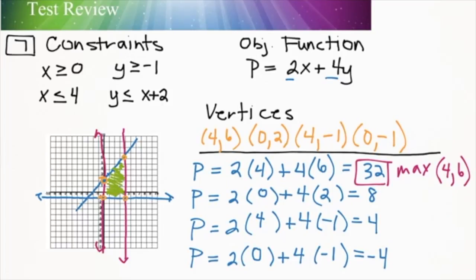Okay, so the max is at 32. So the max is 32, and it occurs at 4, 6. The minimum is -4, and it occurs at 0, -1, and that's your answer for this problem. You'll actually get credit for all of that graphing, though.